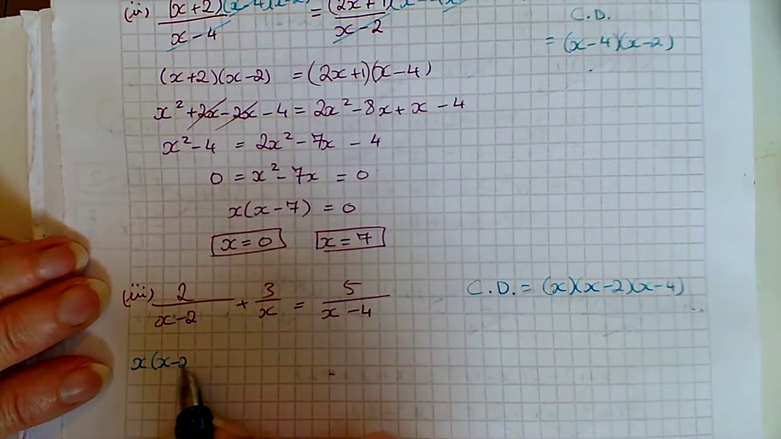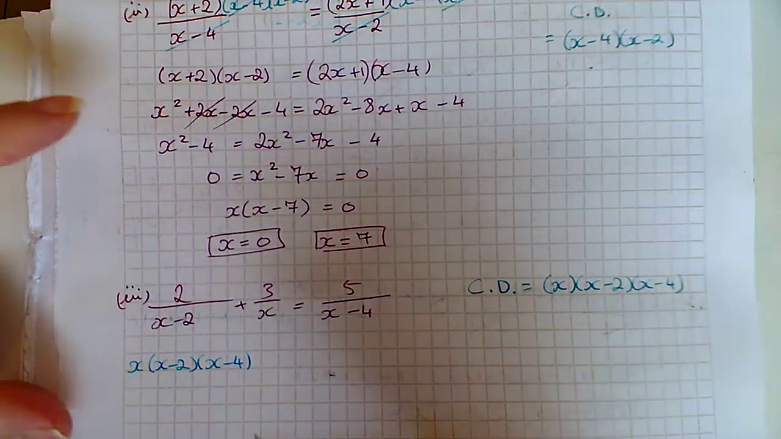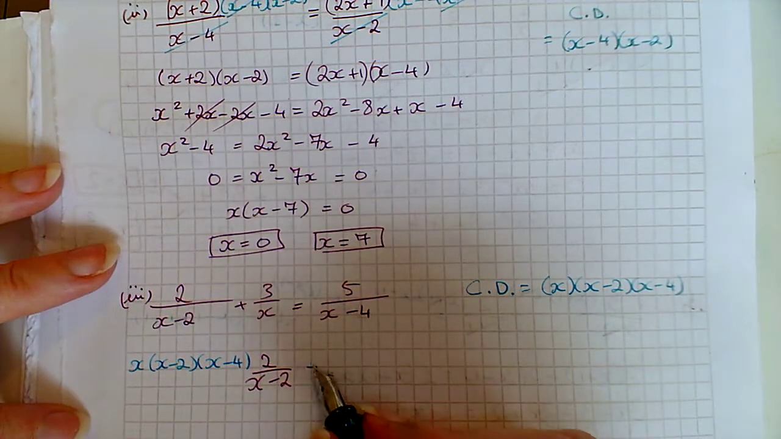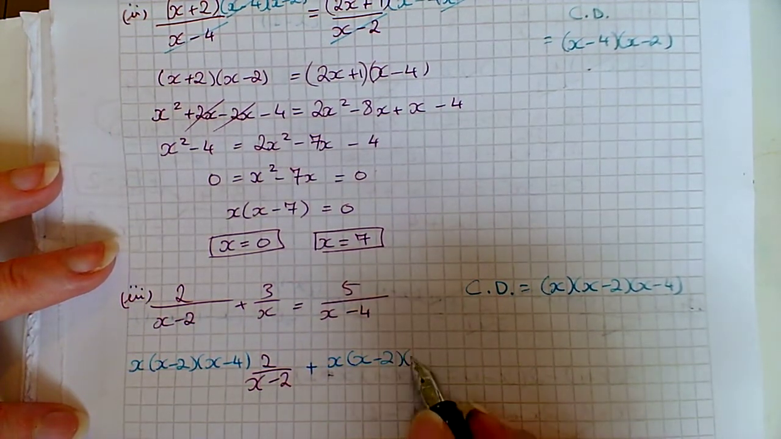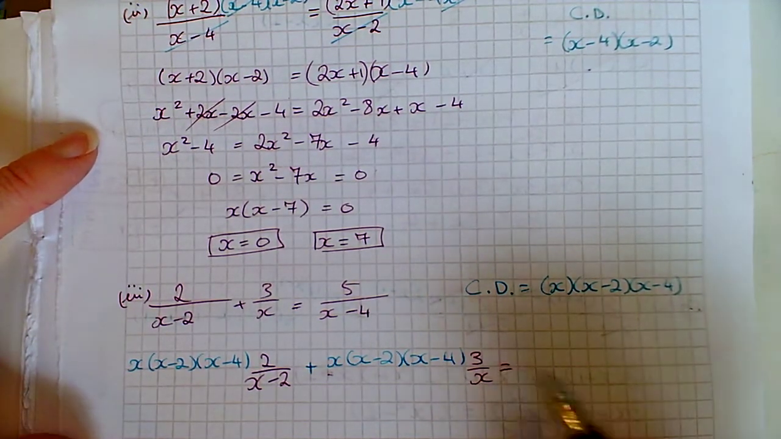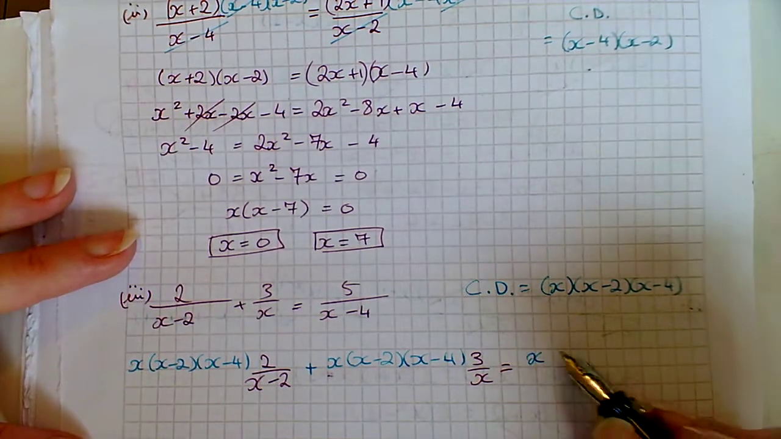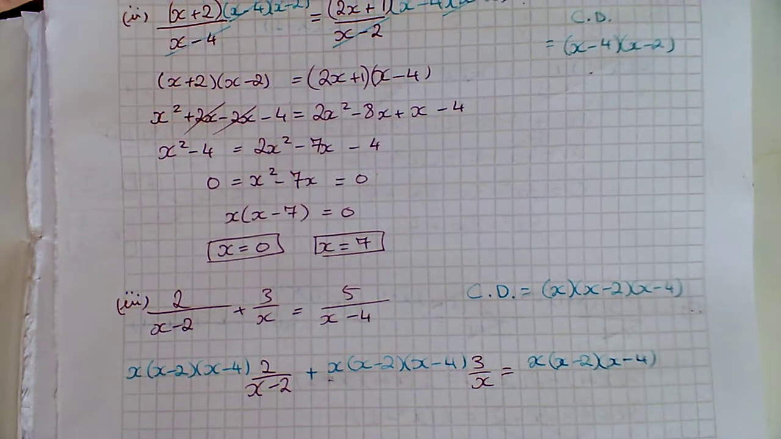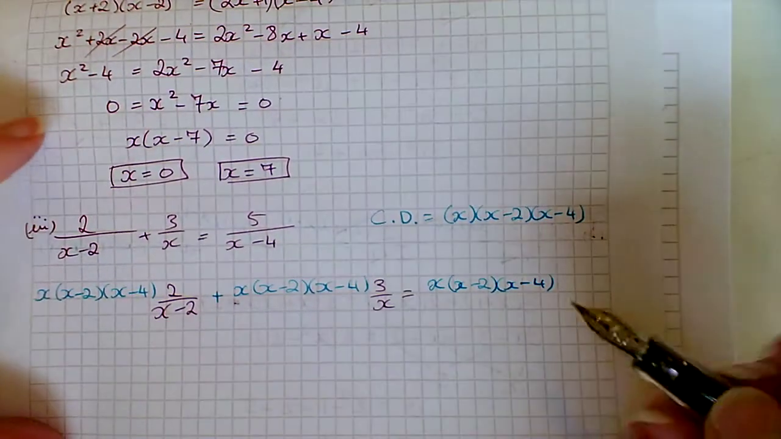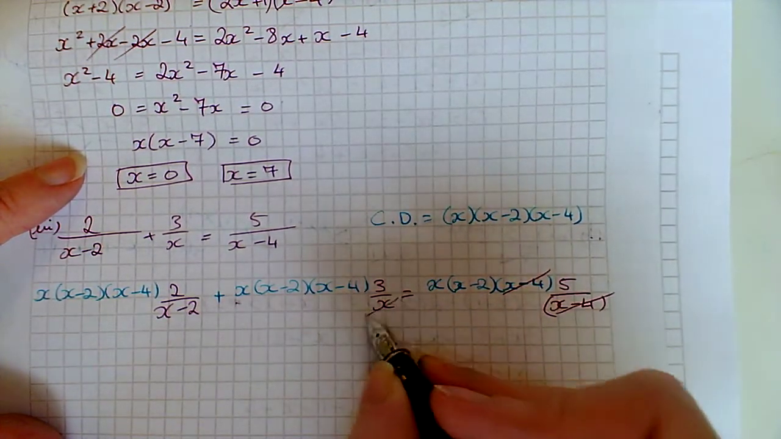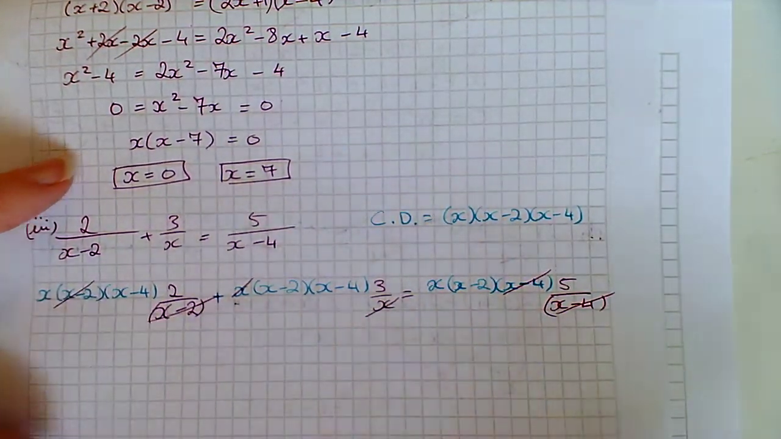So x by x minus 2 by x minus 4 times the first term, 2 over x minus 2, plus x by x minus 2 by x minus 4 times my second term, 3 over x, equals x by x minus 2 by x minus 4 times my third term, the term on the other side of the equation, 5 over x minus 4. The x minus 4's cancel, the x's cancel, the x minus 2's cancel.